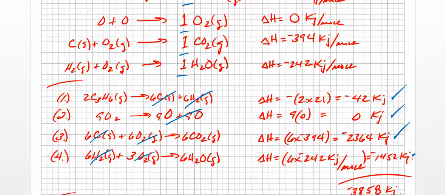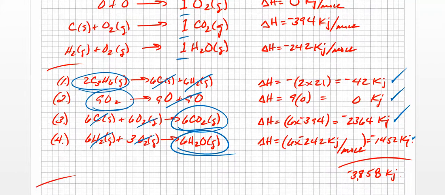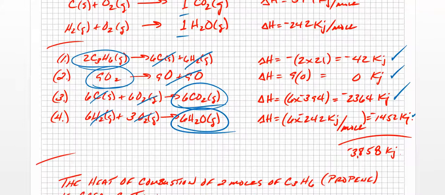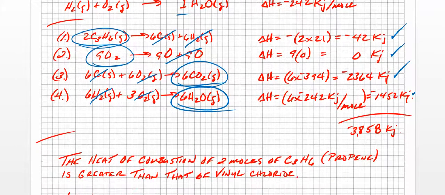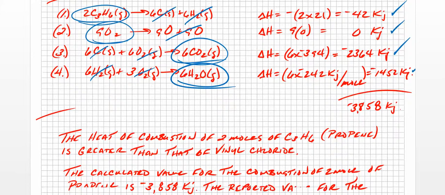They're right there. So now I've got 2 C3H6 on the left. I've got 9 O2s on the left. I've got 6 CO2s on the right. And now all I need is 6 H2Os on the right. There they are. So again, if I add everything up and cancel out what's common on the left and the right, I should be able to get the same number. So there it is. When I add them up, I get minus 3,858 kilojoules of heat.